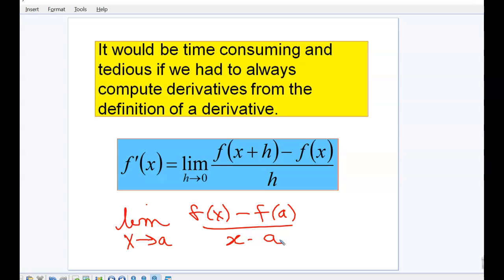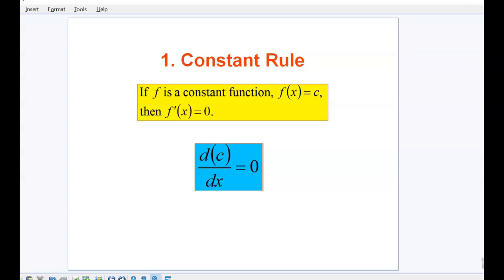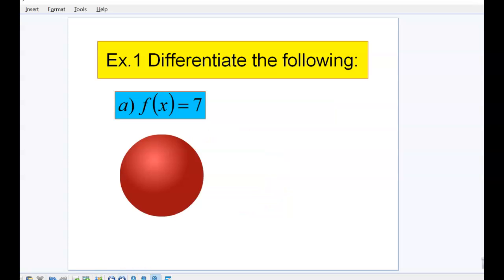But to find derivatives using these limit procedures was very tedious and time-consuming, so mathematicians did develop some, if you want to say, shortcut rules to finding derivatives. And the first rule that we're going to talk about is called the constant rule. Basically it says that if a function is a constant, the derivative of the constant is equal to 0. And in Leibniz notation, they write it like this: the derivative of a constant with respect to x is equal to 0.